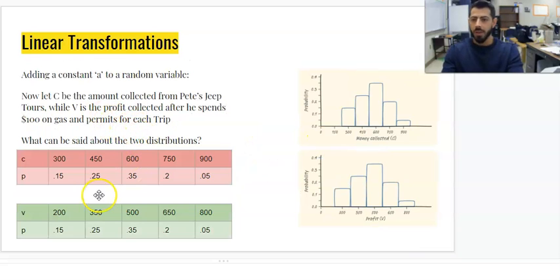If we say, okay, now he's got to subtract out $100 for gas, then what that does is it changes only the center. The shape and the spread have remained the same. The center went from 600 to 500 because everything shifted to the left by 100, but nothing else has changed about this density curve, nor has it changed about the distribution.